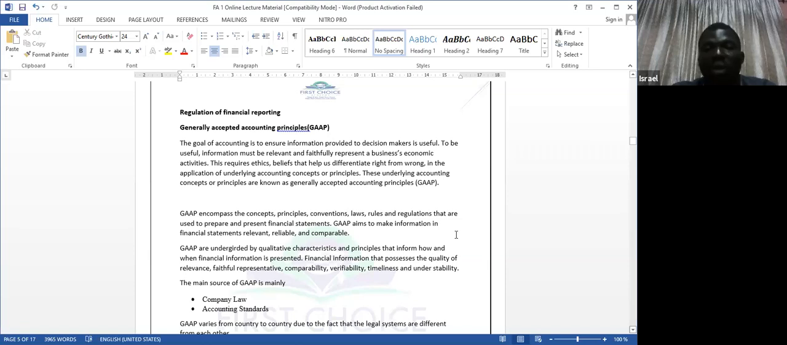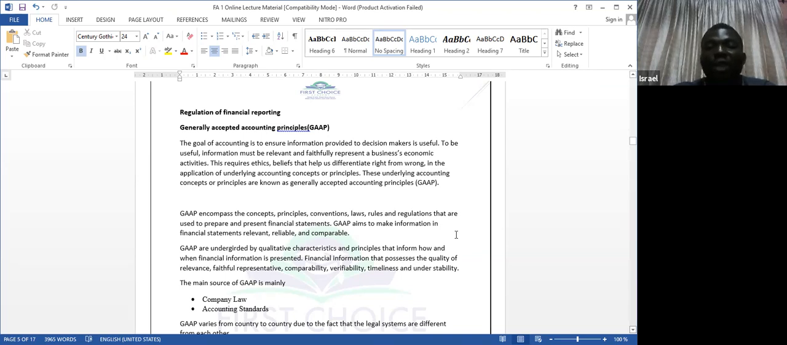One thing about GAAP, a code of accounting, is to ensure information provided to the decision maker is useful. What we want to make sure is that what we are giving to any user of the financial statement is useful, relevant, available, free from error, and can be used for decision making. So I want to talk about GAAP, which is generally accepted accounting principles.